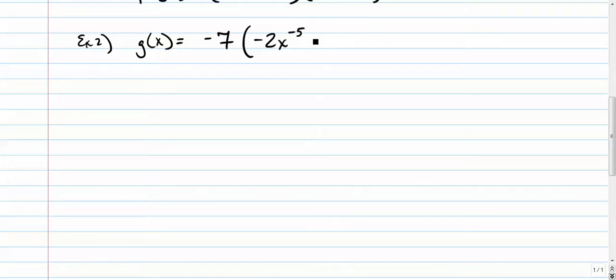Chain rule here. Let's call this example 2, g of x. Let's say we have a number out in front, so -7, and then inside we have -2x to the -5th plus 10x squared minus 6x plus, let's call it 8, raised to the -5th power. Alright, a little bit more complicated here. So we're going to go g prime of x.